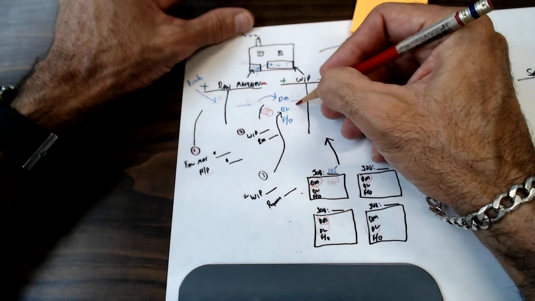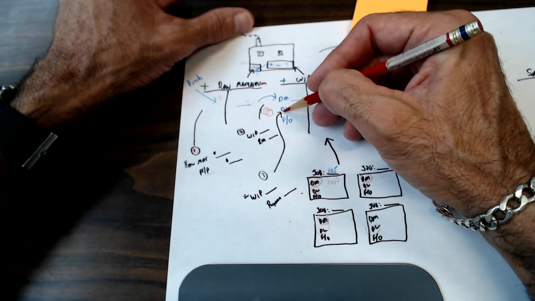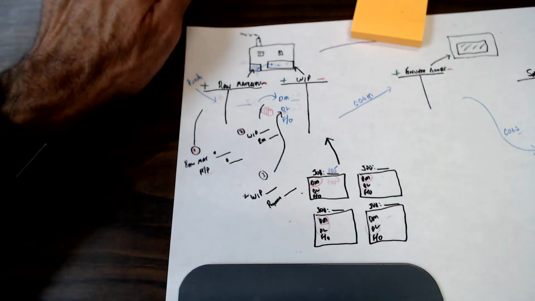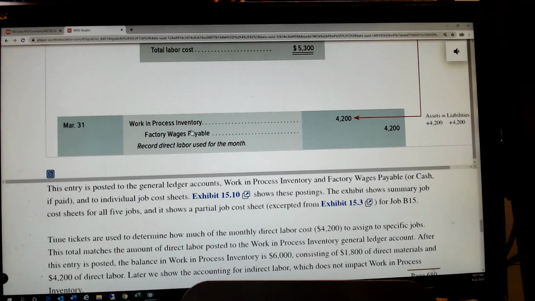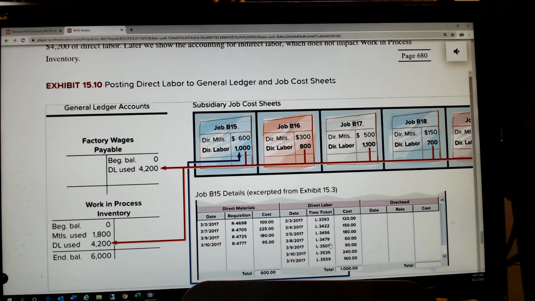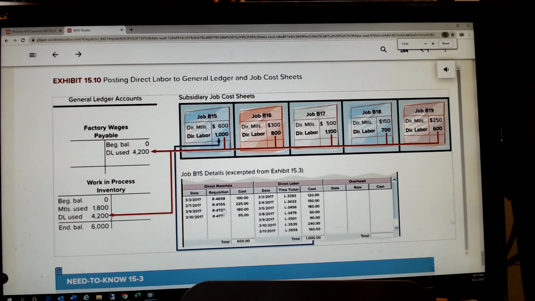I add something here, direct labor. Well, direct labor means I can trace it to jobs. We charge it to jobs. So we make this entry, debit work in process, increase work in process, which increases the cost of the jobs, credit the payable, unless payday's today, you can credit cash if you're paying it. And it looks like this.